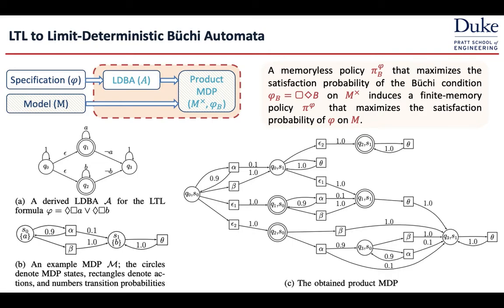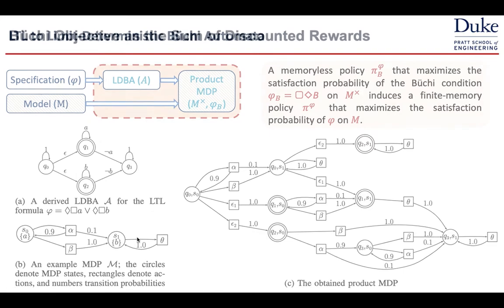So because of these epsilon actions, there is no one-to-one mapping between the paths. But that's okay. The theorem says if we map the best policy in the product MDP to the original MDP, we obtain the best policy we want here as well. For instance, taking beta and epsilon 2 and theta is the best policy on the product, and it induces choosing beta and theta, which satisfy the LTL specification here with probability of 1.